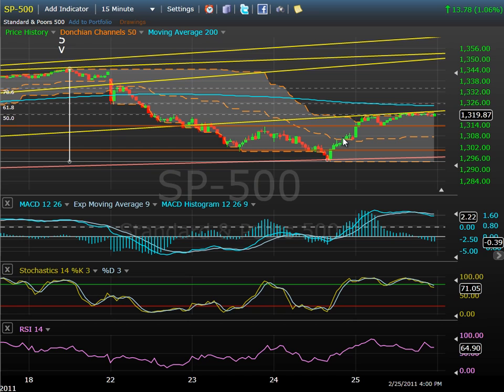Now, from this counter trend bounce bottom here, it looks like we are in process of carving out a double 3. A double 3 is where you have an A wave, a B wave, a C wave, an X wave, an A wave, and then in this case a B wave triangle. And we will see a C wave push to the upside.